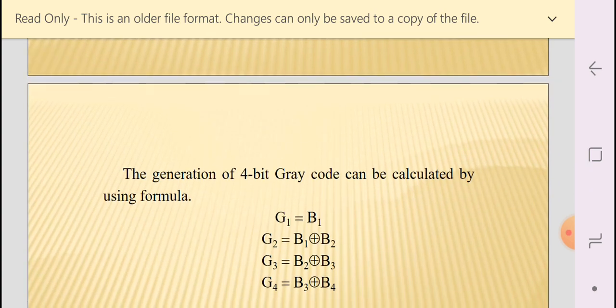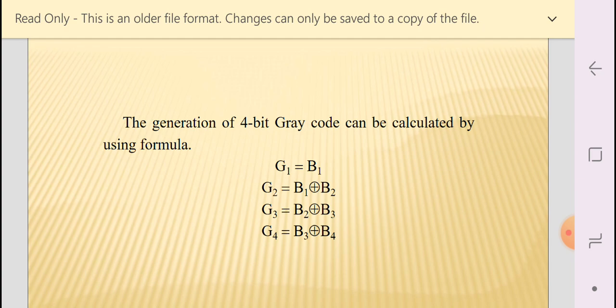So here the generation of 4-bit gray code can be calculated using this formula. So what is the formula? G1, that is the MSB, G1 is equal to B1, right? G2 equal to B1 XOR B2.